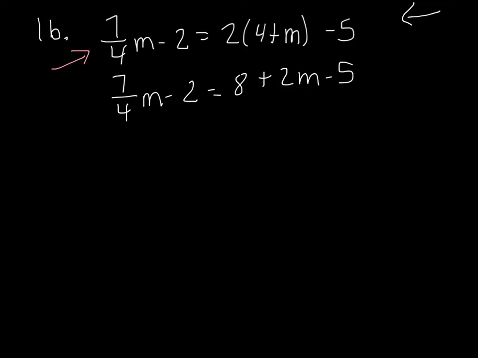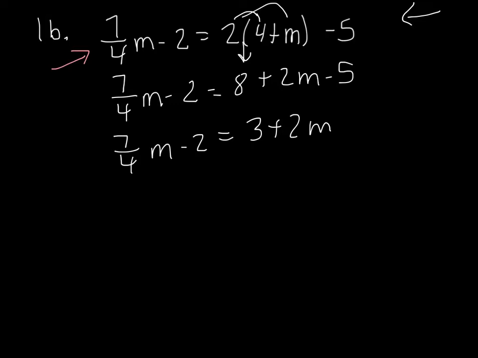So I distributed the 2, so 2 times 4 got me 8, and 2 times m got me 2m. So I'm going to further simplify the right-hand side, and I'm going to end up with 8 minus 5, so 3 plus 2m. Okay, now that that side was simplified, there were no fractions on that side, I'm going to go ahead and bust out the fraction.